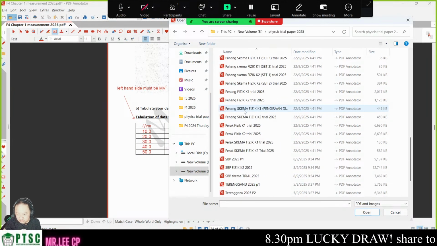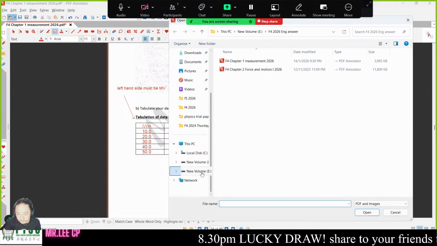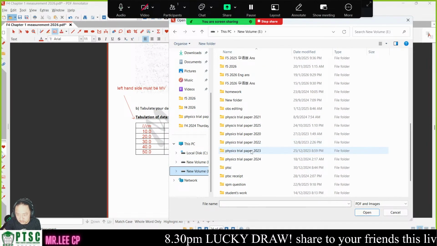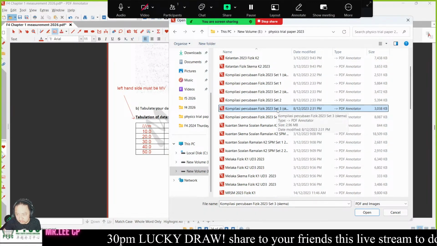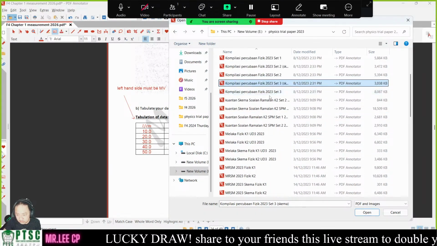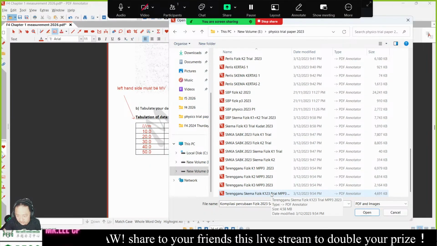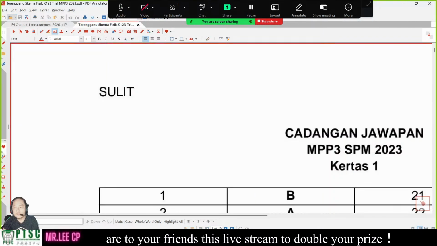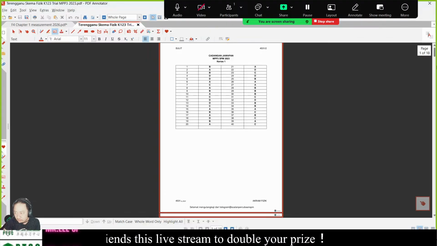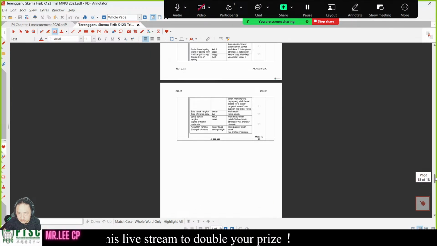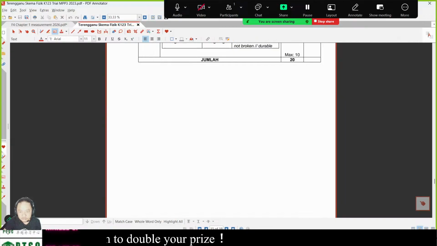Let me see got or not. Paper 3 don't have. Wait. 2024, 2023 paper 3. Where is basics paper 3? Kertas 1, kertas 2. I want to find what answer scheme. Schema kertas 3 schema. Okay, for example, but not exactly the same question, paper 3.